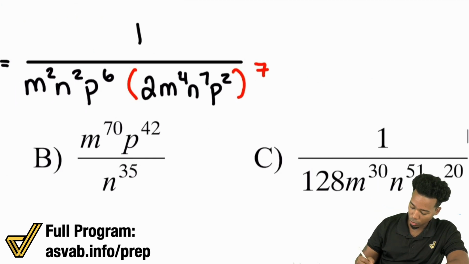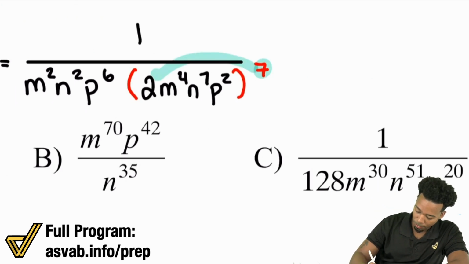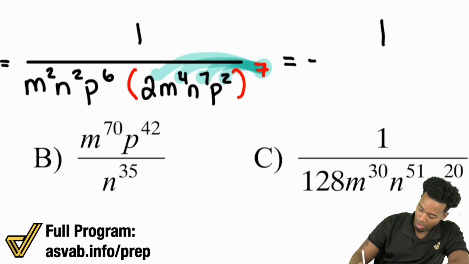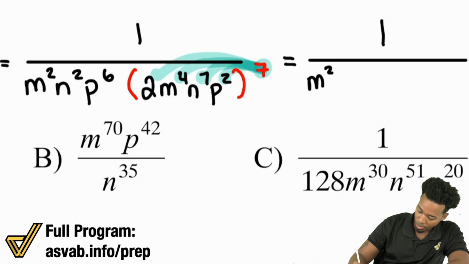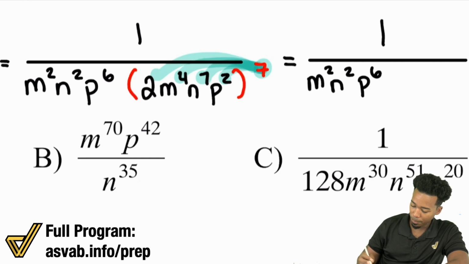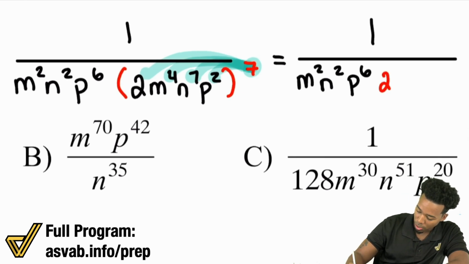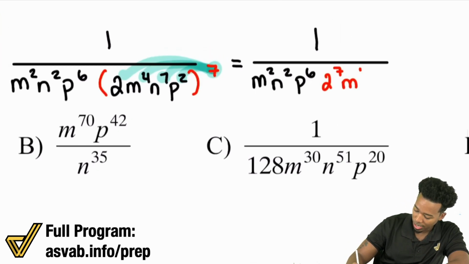Up next, we're going to distribute that 7 to each of the powers, to this, this, this, and this. So with that said, here we go. We have a lot of work to do, but it's all right. We're going to get there. So we still have the m squared, the n squared, the p to the power of 6, and now we've distributed that exponent of 7. So now we have 2 to the power of 7, m to the power of 4 times 7, which is going to be 28. We also have n to the power of 7 times 7, which is 49, and p to the power of 2 times 7, which is 14.